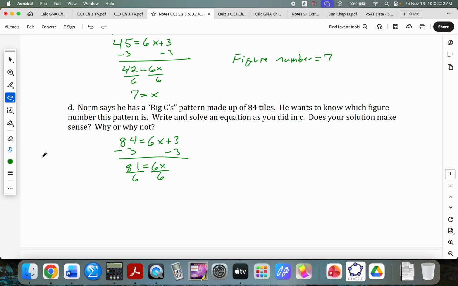Okay? So 3 into 81, I happen to know that one, but just to show you. So that's going to be 27 over 2 is x. And if we make that a mixed number, that's 13 and a half.